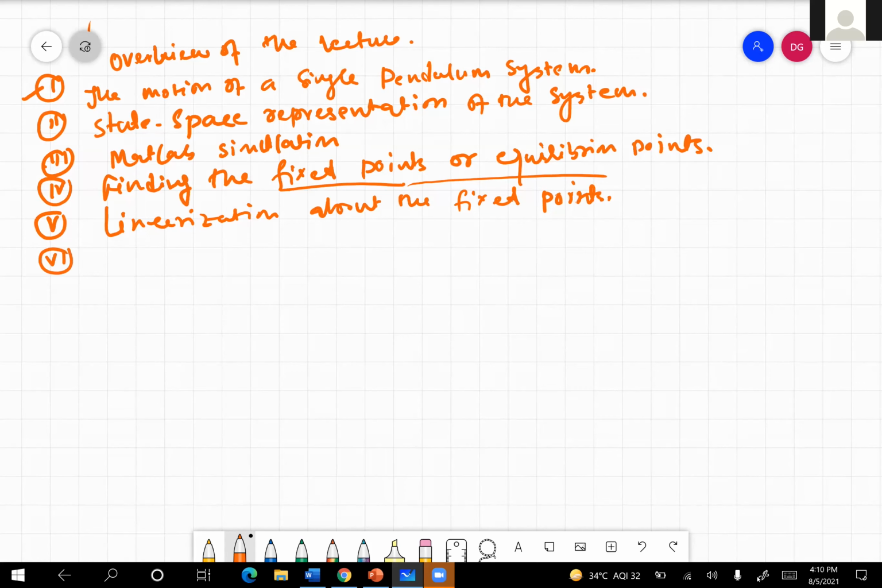And the sixth part I'll cover. Once you have the linearized model about the fixed point, based on the linear model, I can answer whether my system is stable or unstable. Basically, I'll find eigenvalues from that system, and based on the eigenvalues, we can comment whether my system is stable or unstable. So system stability based on eigenvalues.